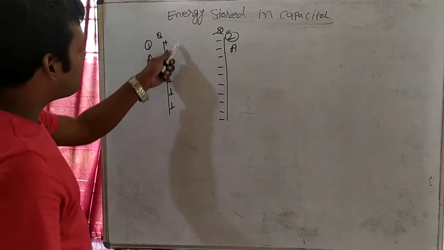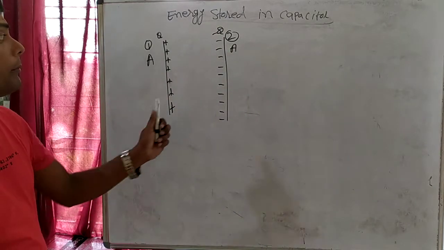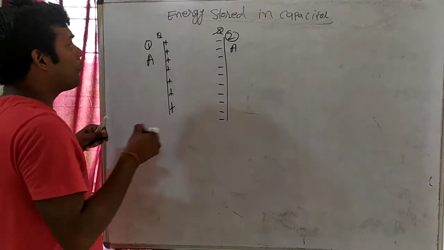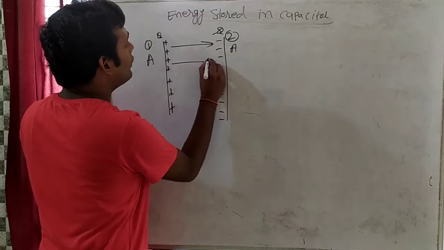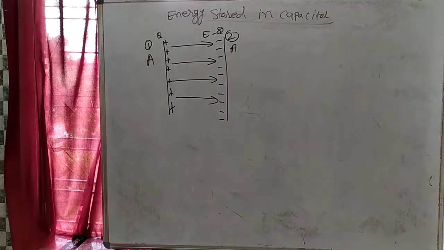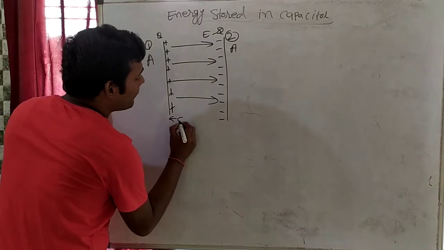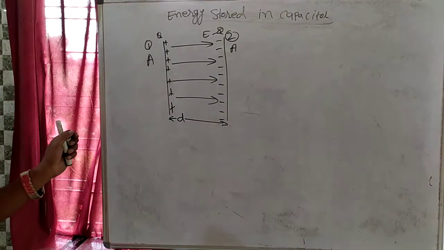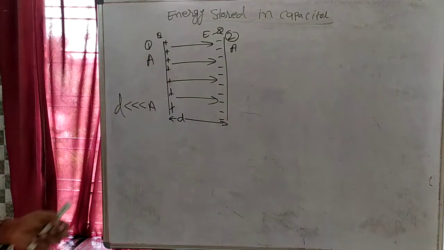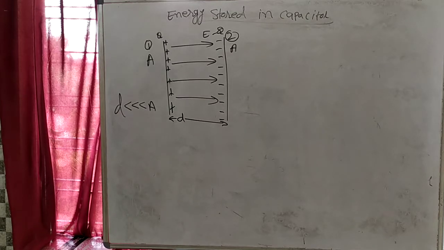Suppose on this plate which charge is there? Positive. On this plate which charge is there? Negative. So there will be an electric field between these two plates, and we all know the electric field direction is from positive to negative. So this is the direction of the electric field. Let's suppose the distance between the plates of the capacitor is small g. And here g is very much less than A. That assumption I will take, because whenever there is a capacitor, g will be very less than A.